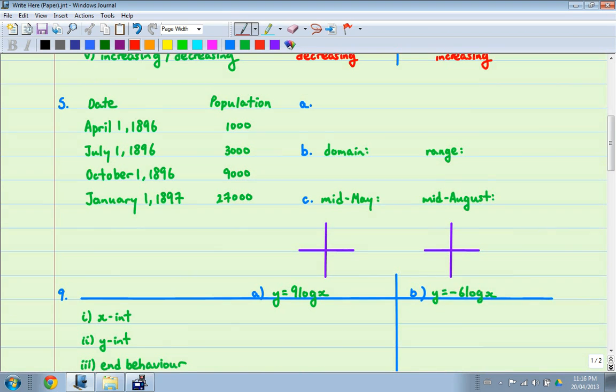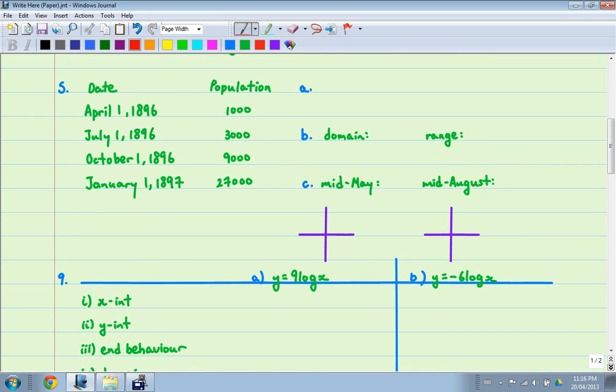On to question number 5. This question is about Dawson City in Yukon, and its population after gold was discovered there during the gold rush. So you can see that the population goes up exponentially. I was asked about this question by a few people during class, so I did want to clarify it through this video.